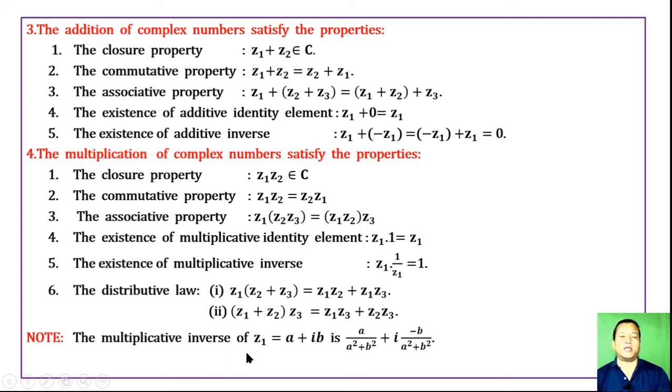Note, the multiplicative inverse of Z1 equal to A plus IB is A by A square plus B square plus I times minus B by A square plus B square. Remember this formula. The multiplicative inverse of this complex number is this. Remember this.